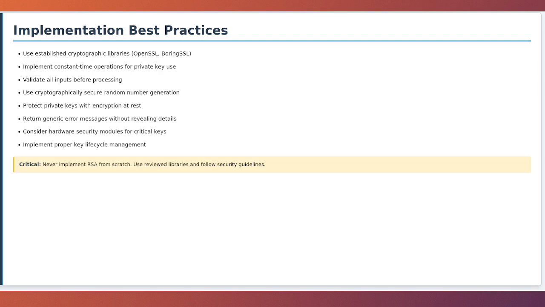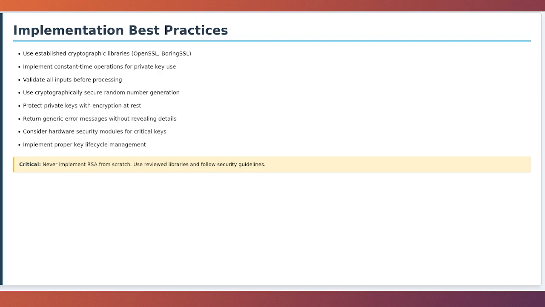Second, implement constant time operations for all private key operations. Decryption and signing must take the same amount of time regardless of the input data or key values. Variable timing can leak information about the private key through timing attacks. Use constant time modular exponentiation algorithms. Avoid conditional branches based on secret data. Pad operations to fixed time durations if necessary. This is especially critical for systems exposed to potential timing attacks, which includes any networked service.